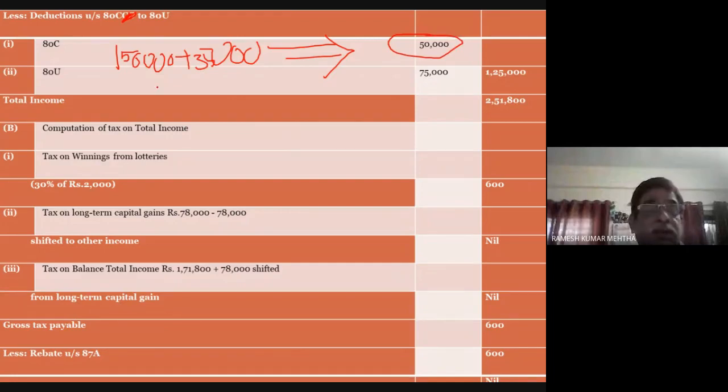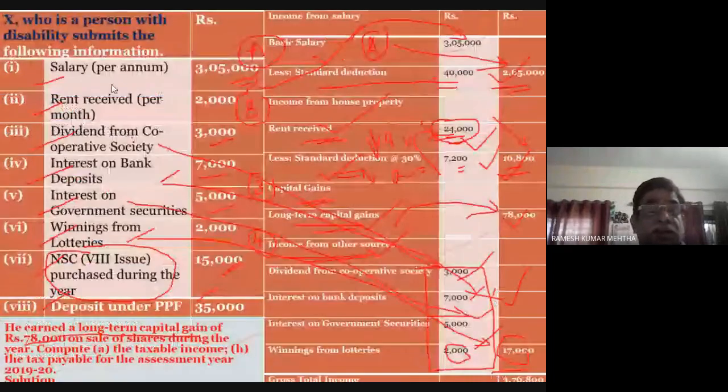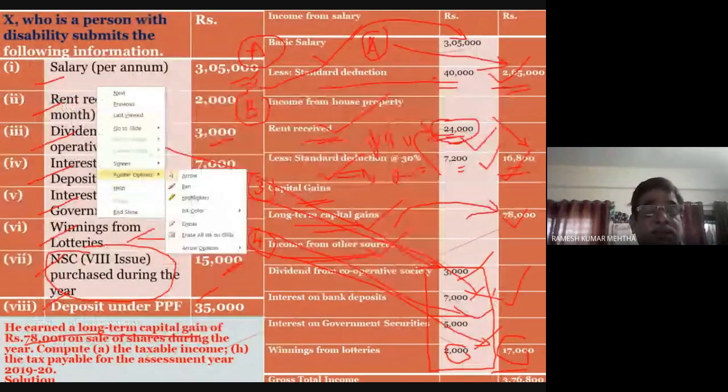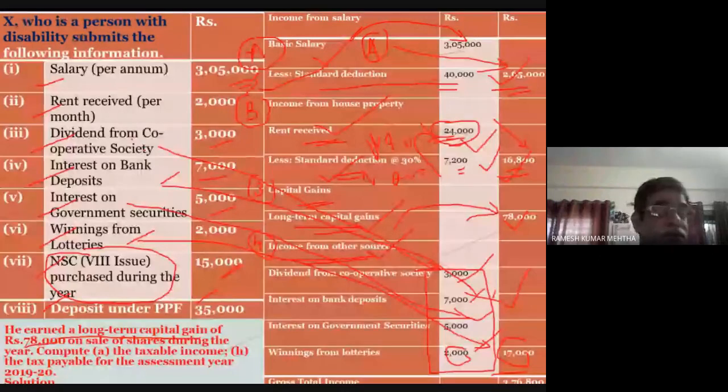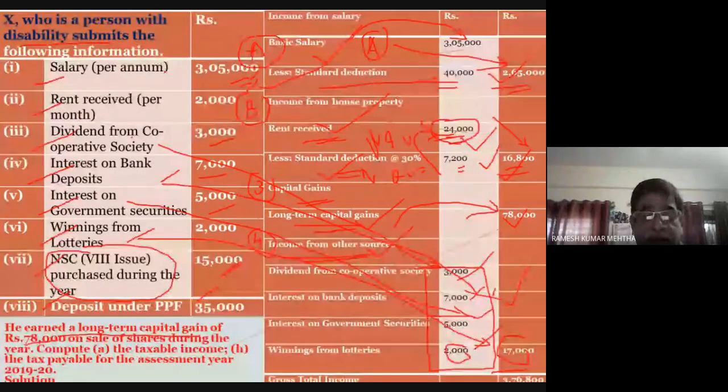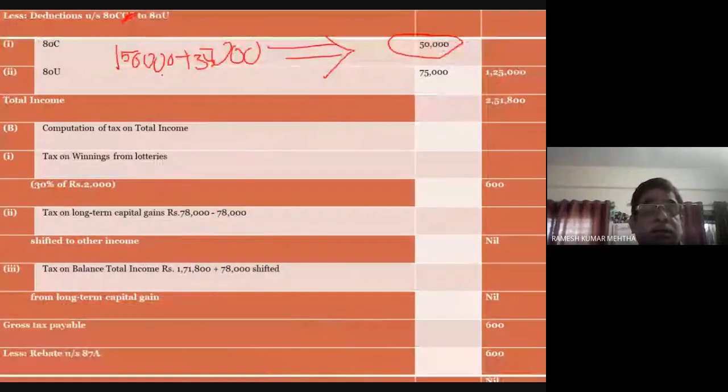Number two is, as we have already seen in this particular problem, that this assessee is a disabled person, having a disability. Because of being disabled, he is qualified for a standard deduction under section 80U of 75,000 rupees. So 50,000 for section 80C and 75,000 for section 80U.